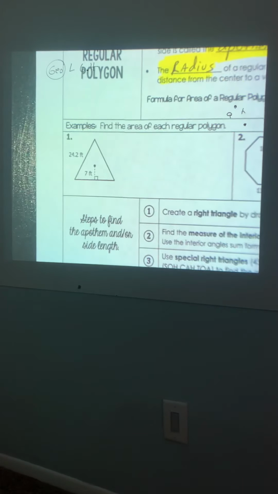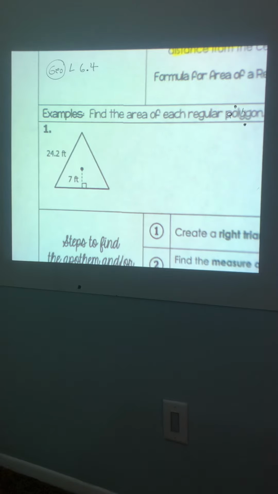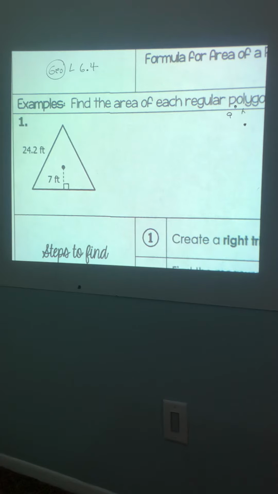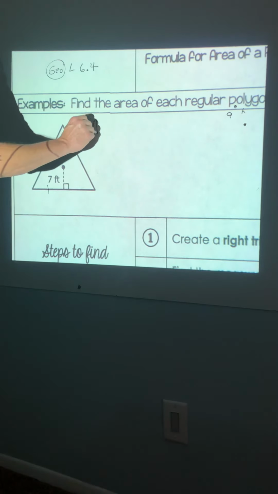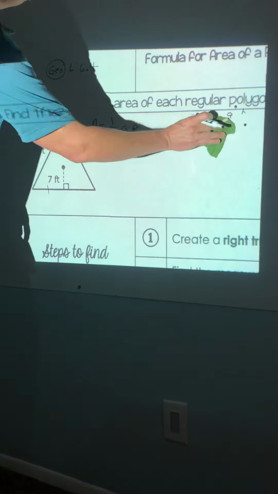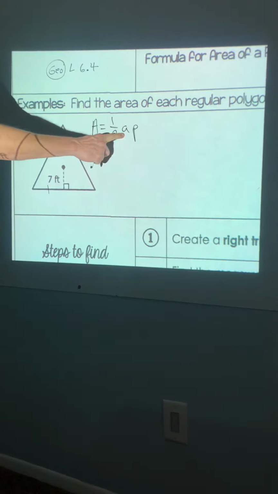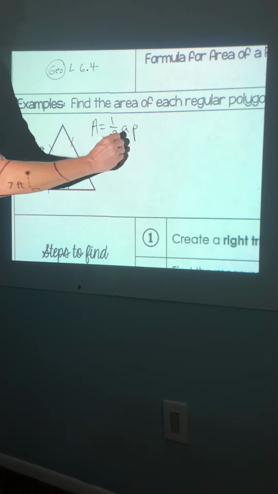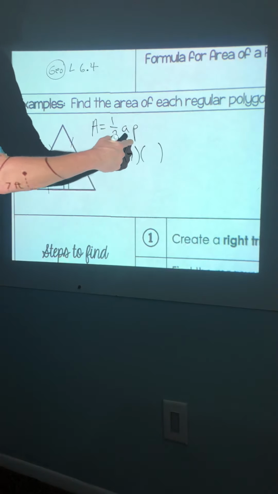This first one, number 1, says find the area of this regular polygon. So they've got to let you know that it's regular. In this case, if it's regular, all 3 sides are congruent. The formula is so simple. The only 2 values you need are the apothem and the perimeter of the whole polygon. Remember, the apothem is from the center perpendicular to a side. So grab that 7 feet right away and put that in for A. Then P is the perimeter.